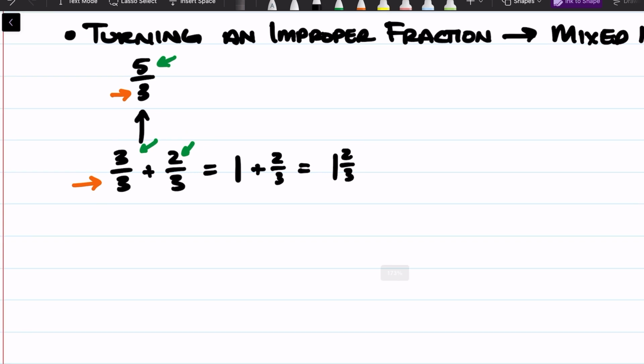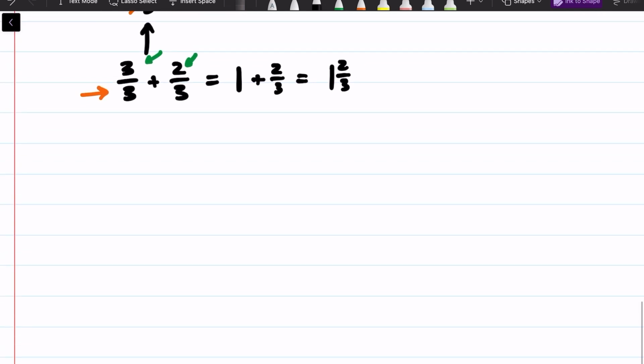So now what we're going to do is something a little bit more complex. Let's take a number that is an improper fraction and turn it into a mixed number, okay? But this time the number is going to be a little bit bigger. So we're going to make it 11 over 5. So how can I turn this into a mixed number?